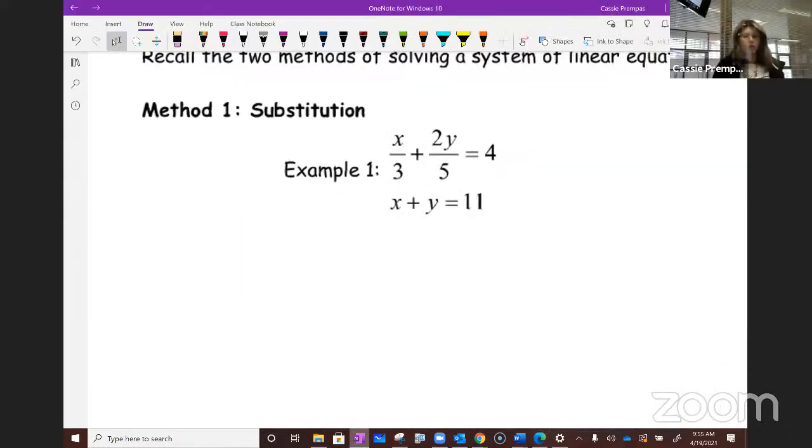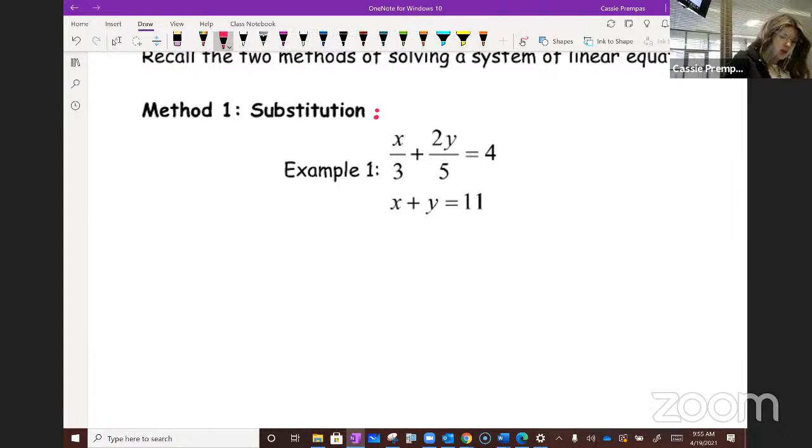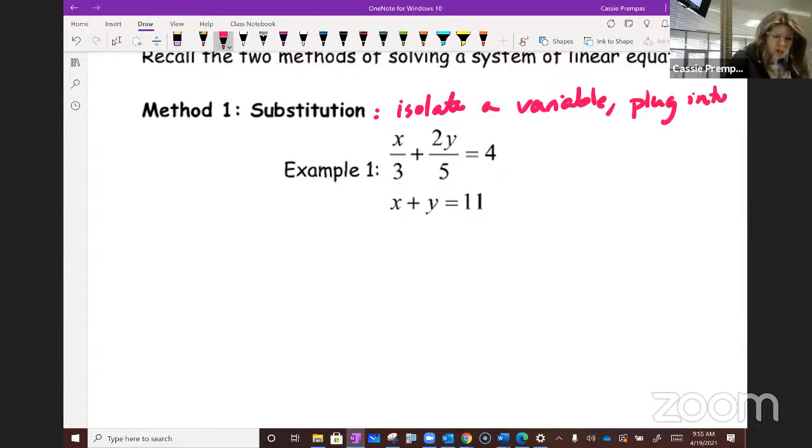All right, so here we are. We are solving using substitution. I'm assuming you guys remember that substitution means isolate a variable and plug it into the other equation. If you didn't know that, you might want to give yourself some steps. Isolate a variable, plug in to other equation.